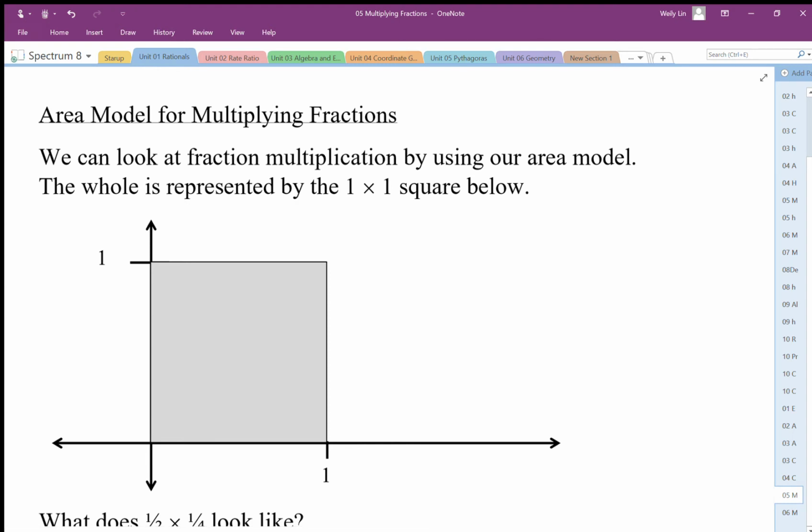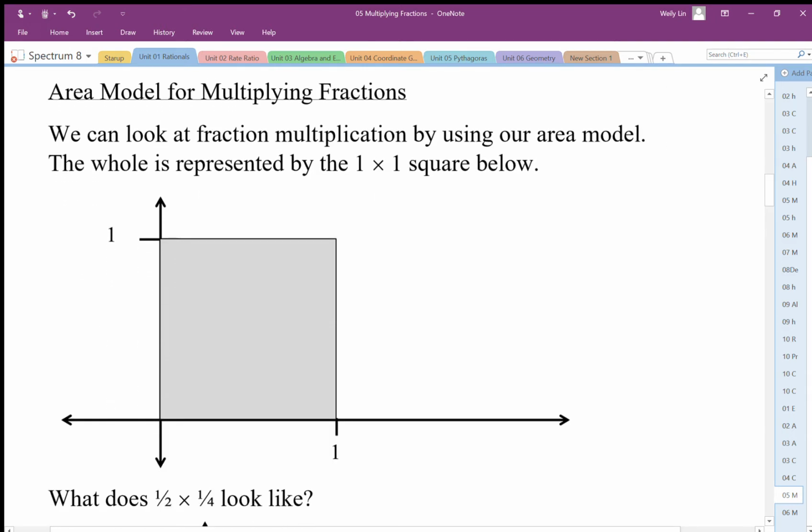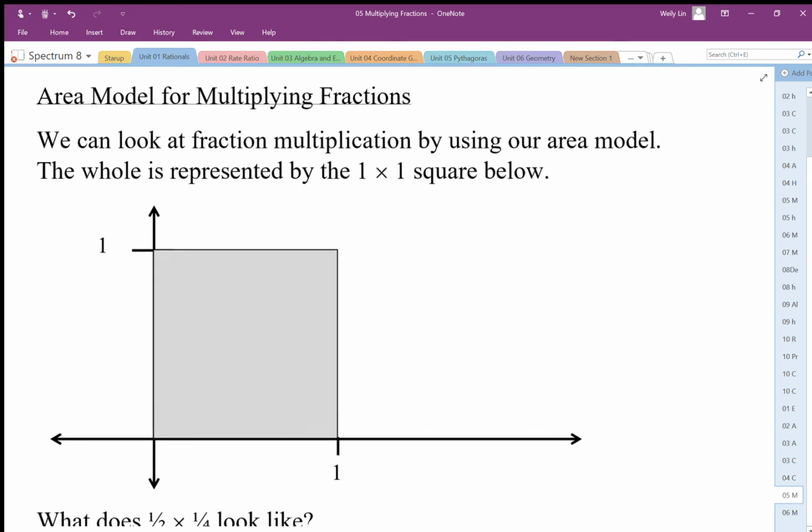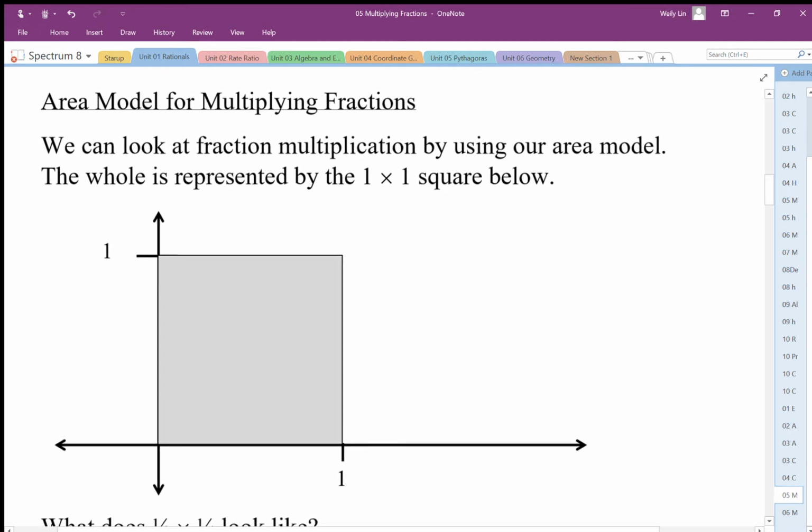So we're going to look at another model for multiplying fractions. The first model was using the language of "of" to do that. This one we're going to look at using an area model. When we do multiplication, our main model for multiplication is area. Length times width equals area. So the answer to multiplication is area. So we're going to use the area model to help us understand fraction multiplication.